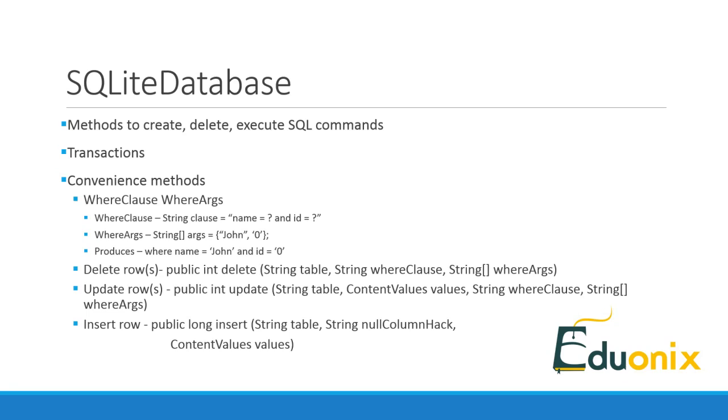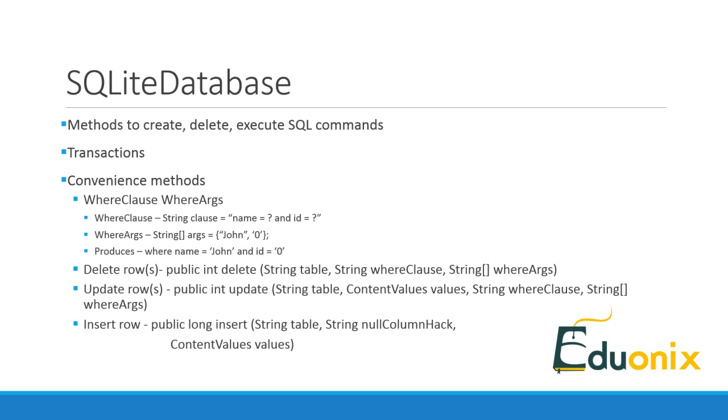Update a row or rows by calling the update method, which updates the corresponding row or rows in the database. The method receives the table name as a string, the update values as a map of column names and values, the where clause for applying updates as a string, and the where arguments for injecting arguments into the question mark placeholders in the where clause as a string array.